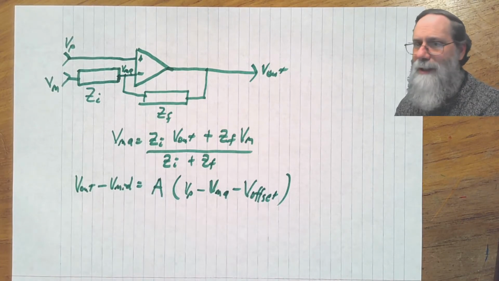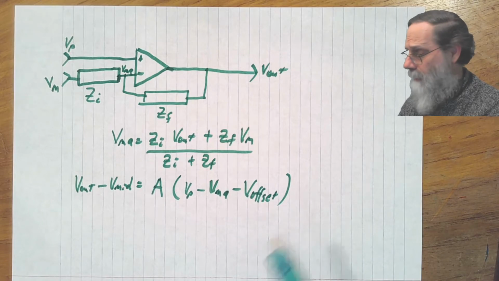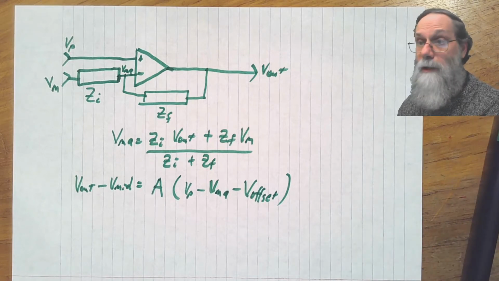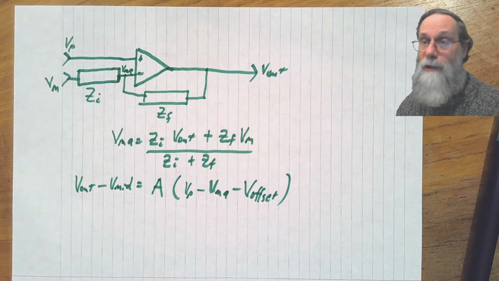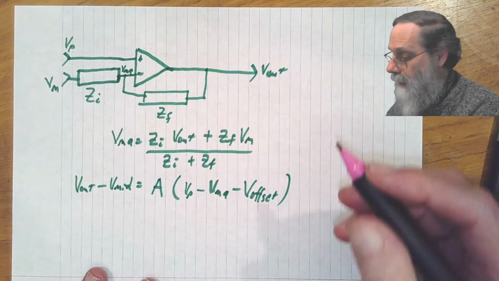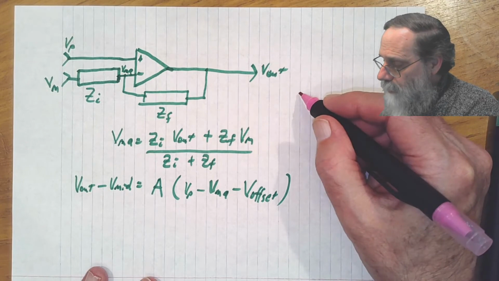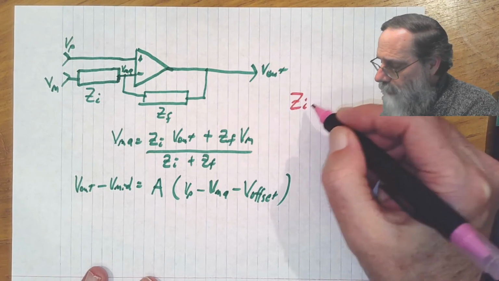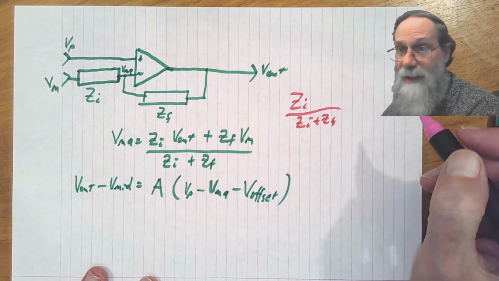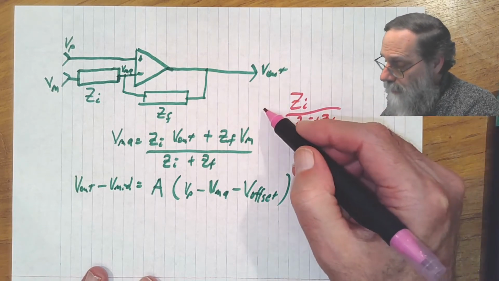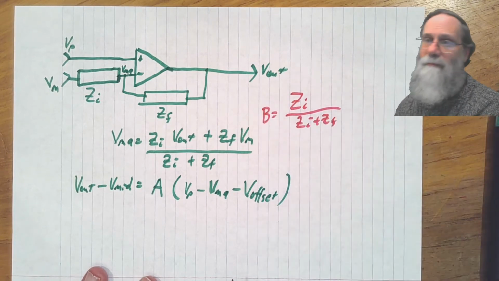I could plug it in here, but that formula looks kind of messy. And so what I'd like to do is to simplify that formula just a little bit, just to make the algebra easier to do and less likely to make a mistake. And that is to use the voltage divider formula that we had before, Zi over Zi plus Zf. It's the gain of a voltage divider. And let's just call that B.